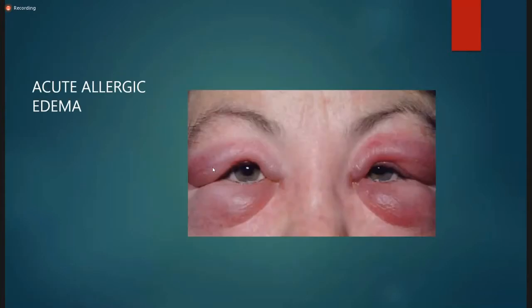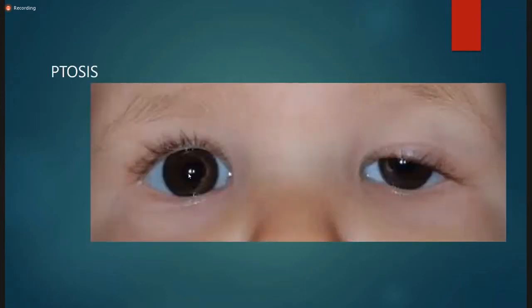You can see the eyelids are swollen, and this is due to acute allergic edema of the eyelids due to some urticarial reaction, IgE hypersensitivity. This is a case of this.